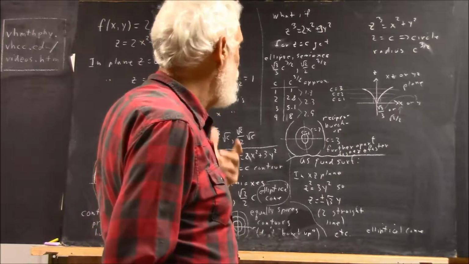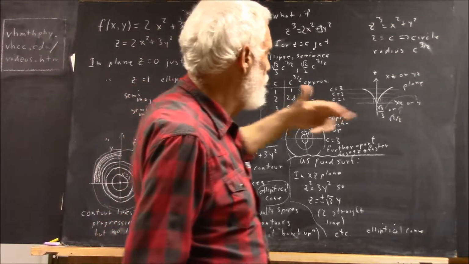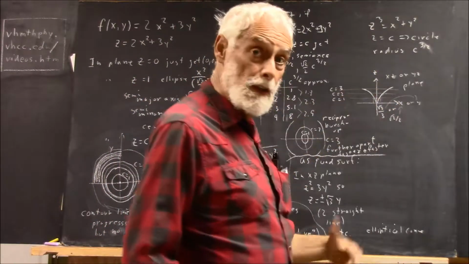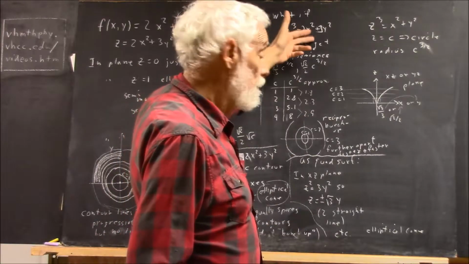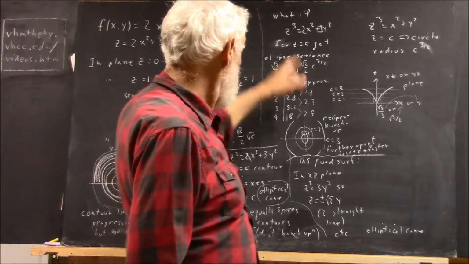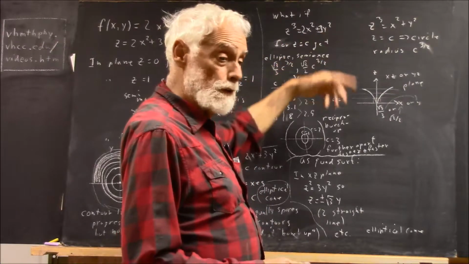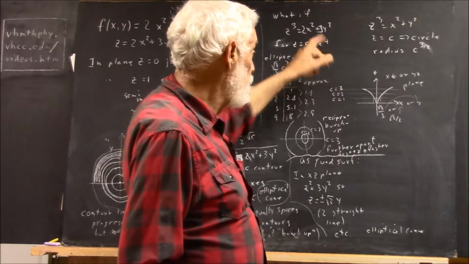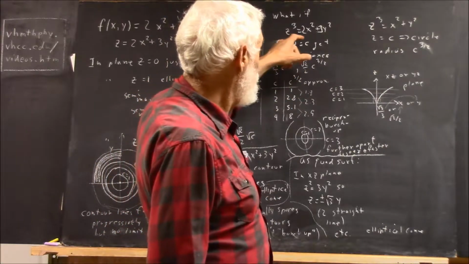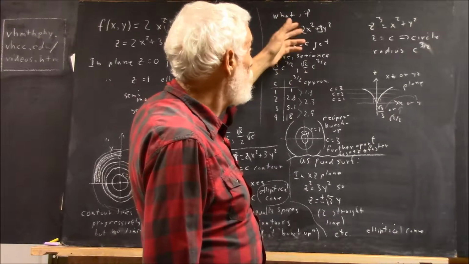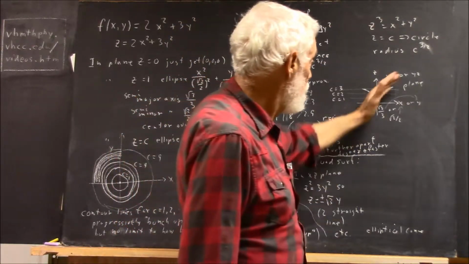If we look at the xz plane, the xz intersection with this surface, we get z cubed equals 2x squared, and of course in the xz plane y is 0, meaning that z is the cube root of 2 times x to the 3 halves. Okay, well, that gives us this.